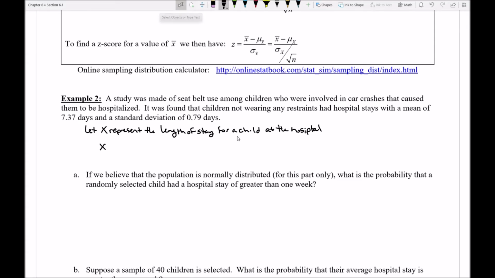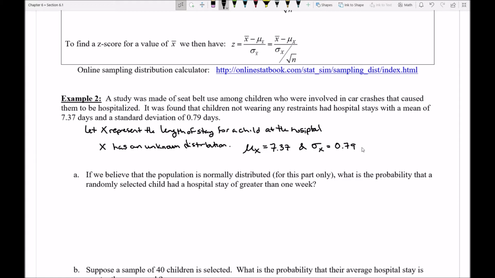So here's the best that I can do. I'll say X has an unknown distribution. Now that's okay. I can still tell, though, that I'm dealing with a distribution that, regardless of whatever its shape is, the average length of stay is 7.37, and the standard deviation for the length of stay is 0.79. Well, now let's take a look at part A.